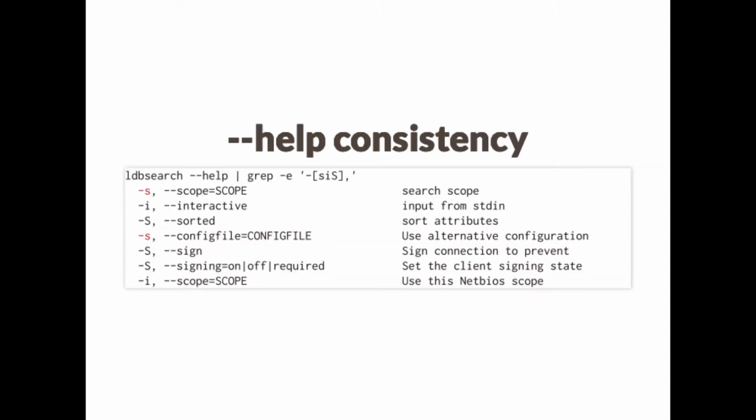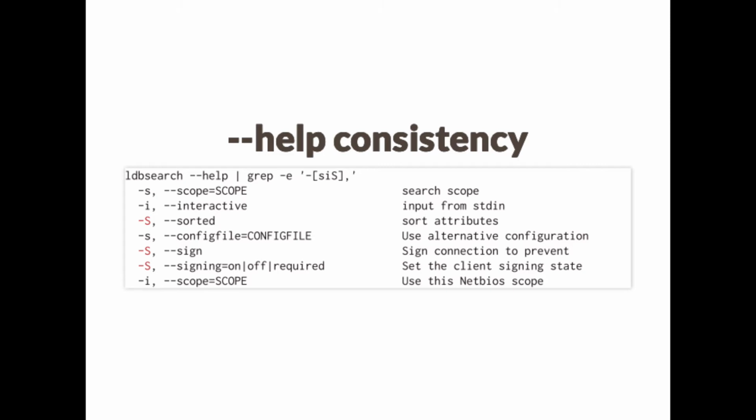So now, if you grep for dash little s, dash little i, dash big S, you see there's two things with the little s, and two things with the little i, and three things with the big S. Two of them are both talking about signing. I don't know much about signing. Which one is the meaningful one, if either of them are? Of course, the first would win, I think.